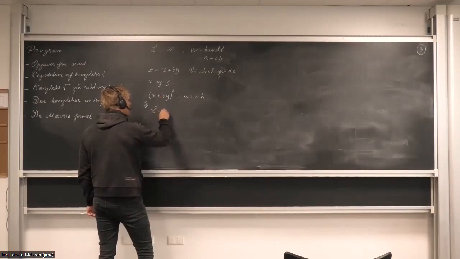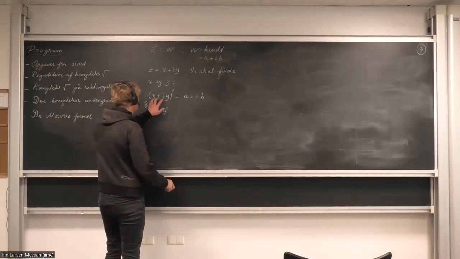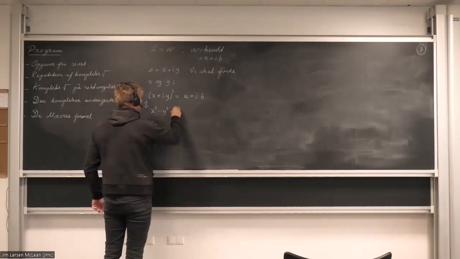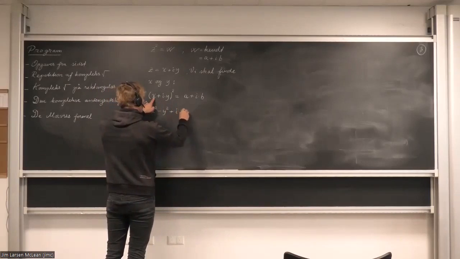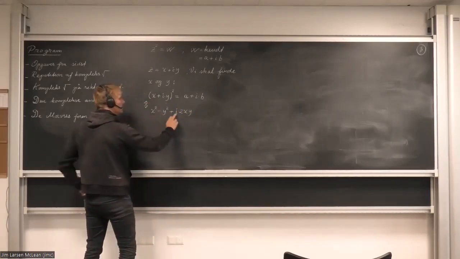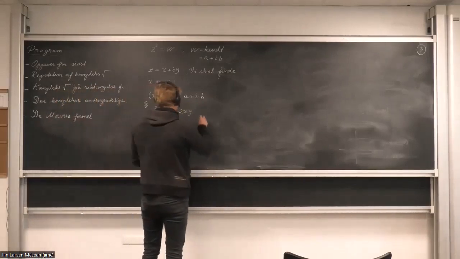Because i squared equals -1. And then I need the double products. And the double product becomes 2 times x times y, so 2xy. And it still needs to equal A plus i times B.